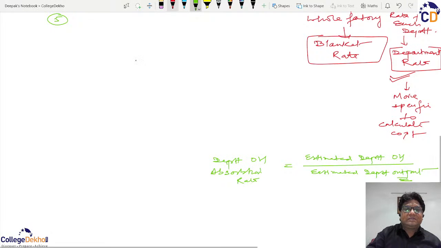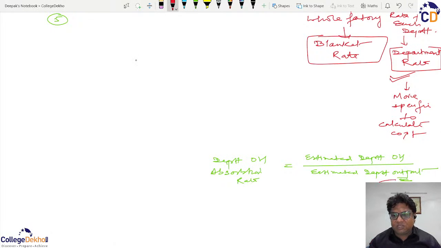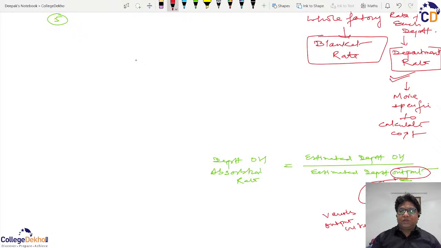Now this output can be measured not just with the units produced. There are other ways also. For example, how much is the direct labor hours which have been produced by the department. So we can use various output criterions. So it is not like that we will calculate the overhead rate per unit. If you have counted the output in units, then we will have a rate per unit. If counted in hours, then we will have a rate per hour.